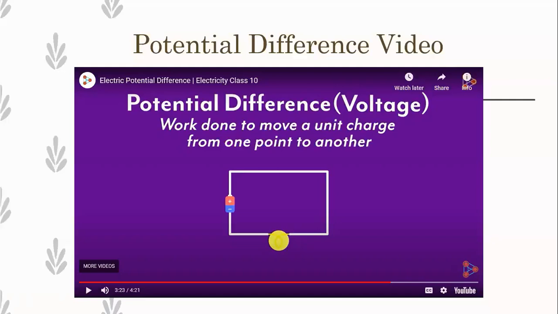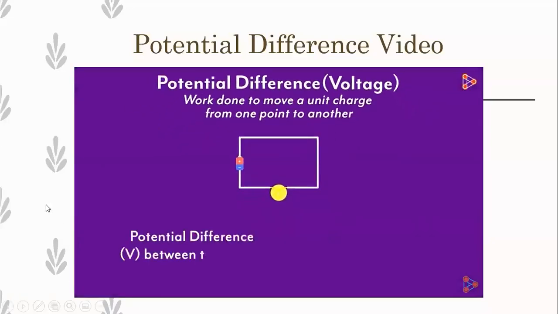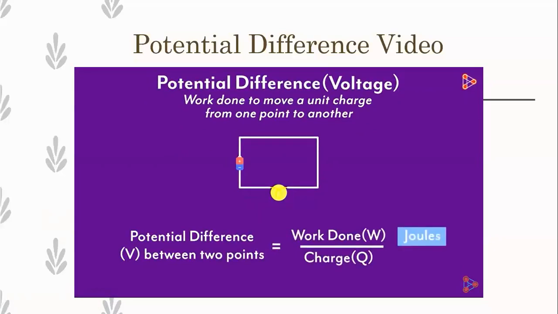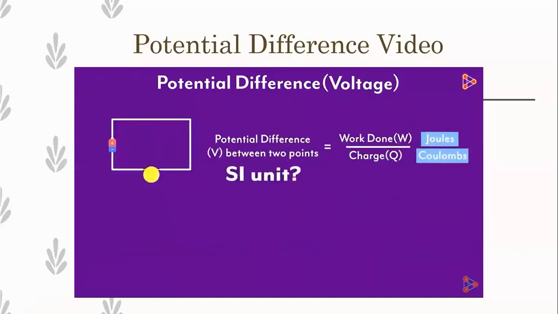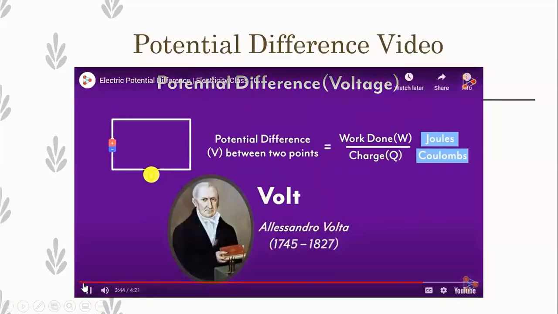Okay, let's move on. The potential difference V between any 2 points in an electric circuit will be the work done over the charge Q. We know that the work is measured in joules and charge is measured in coulombs. What's the SI unit of potential difference then? It's volt, named after Alessandro Volta, an Italian physicist.